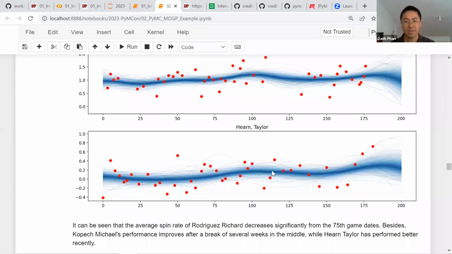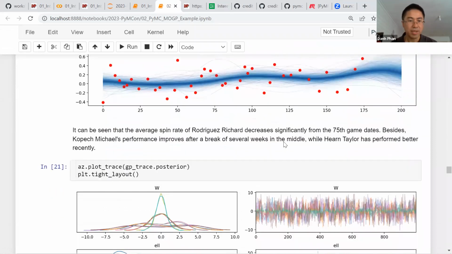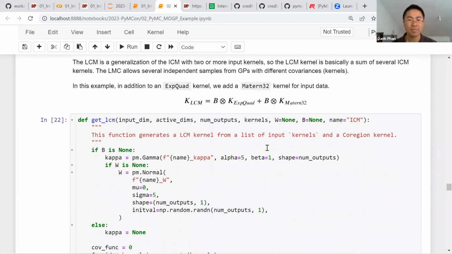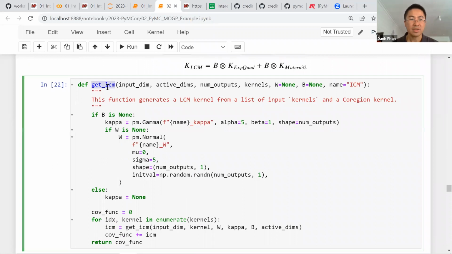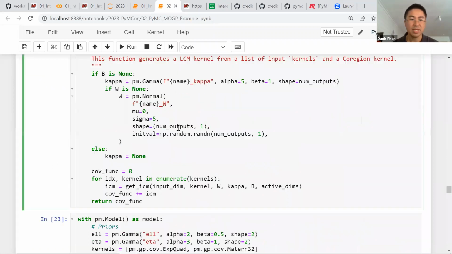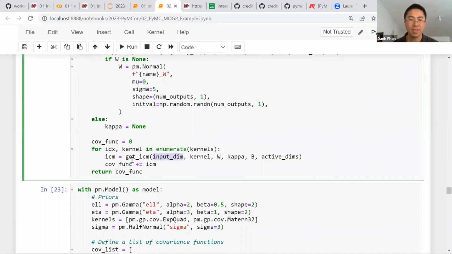So this is for ICM, and for LCM, as we mentioned, the LCM is actually a generalization of the ICM. Here, for example, we can use two kernels, exponential quadratic and a Matern 32. And we can define a function called get LCM, but the basic idea is we calculate different ICMs and we sum them together, because as we saw before, the LCM is actually the sum of k ICM kernels.